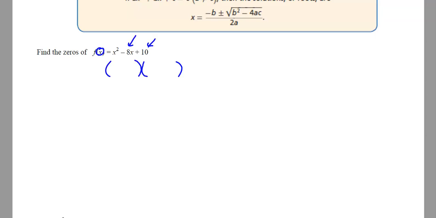If I try this, I think about the ways to multiply to get 10. I got 1 and 10, 2 and 5. There's really no way to get a -8 out of that. So that's when I've got to bail. And I'm like, crap, I've got to use the quadratic formula. So here's what it is.